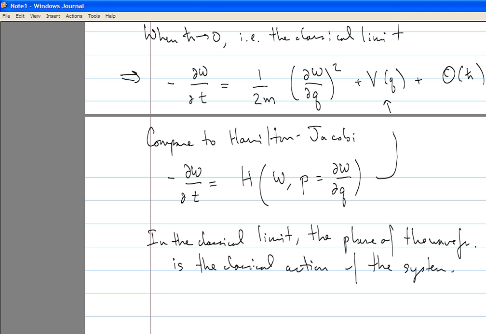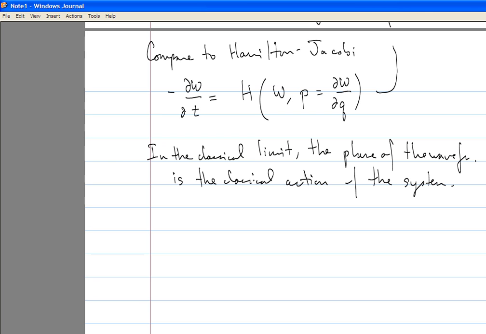we saw that the action formulation of a classical system was very useful for describing the classical evolution of the system. And in fact, this result indicates that the action formulation of a classical system is also very useful in the quantum mechanical formulation of that system. And indeed, this observation motivates what's known as the path integral formulation of quantum mechanics.